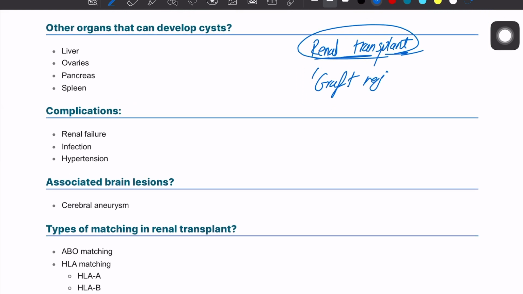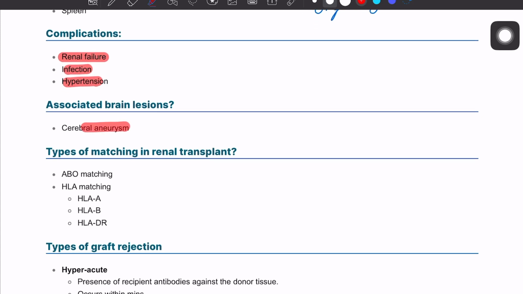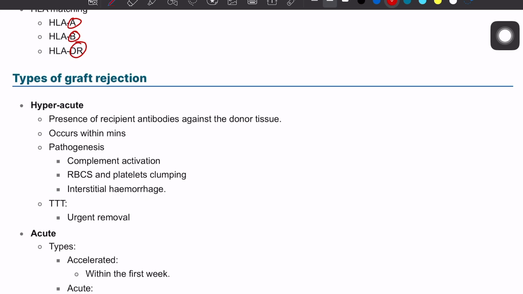Great. The complications we talked about are renal failure, hypertension, and infection as well. The associated brain lesion could be a cerebral aneurysm. And we talked about the treatment very shortly: we'll need to do some sort of renal transplant. To do that, we need to do some matching beforehand, and this matching is HLA-A, B, and DR, and the ABO system.